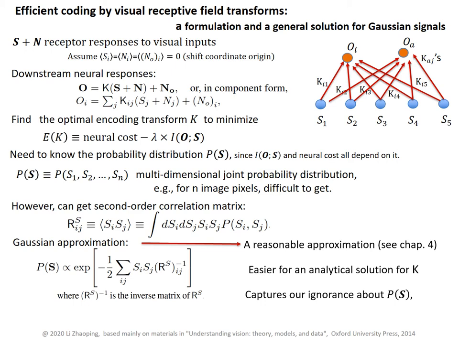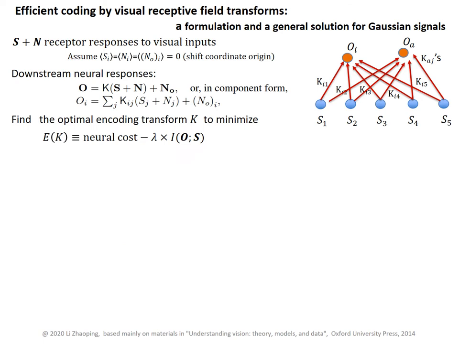In addition, we also assume that all the noises are Gaussian, although different components of the noises are independent of each other. That makes it even simpler. We additionally impose this quadratic form as the neural cost. It can be seen as the total energy at the output, or the total output dynamic range. It also helps us to get an analytical solution K later for the encoding transform.